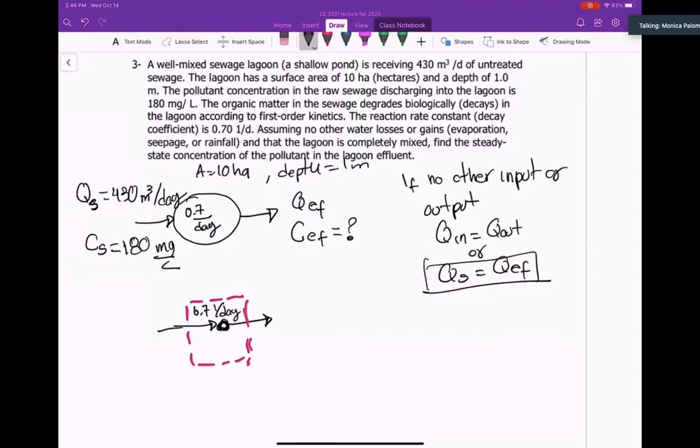According to the statement, what happens to the pollutant? Is it forming or disappearing? Disappearing. Disappearing. So the sign is going to be?